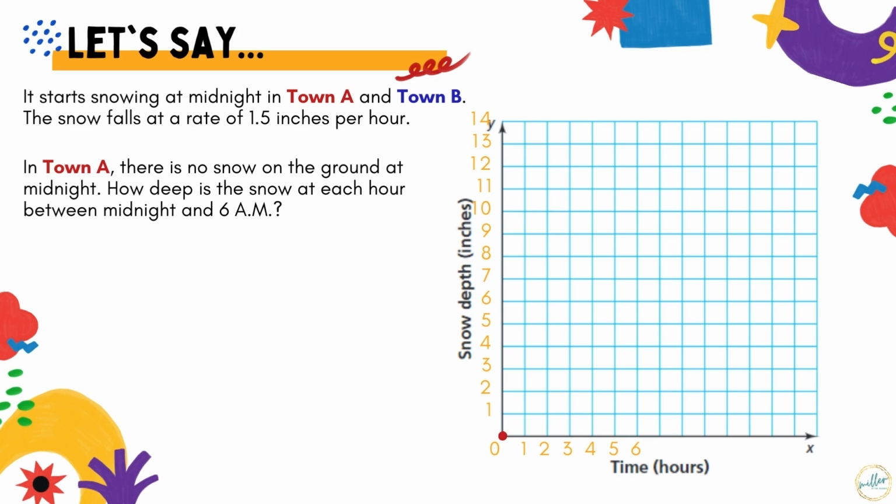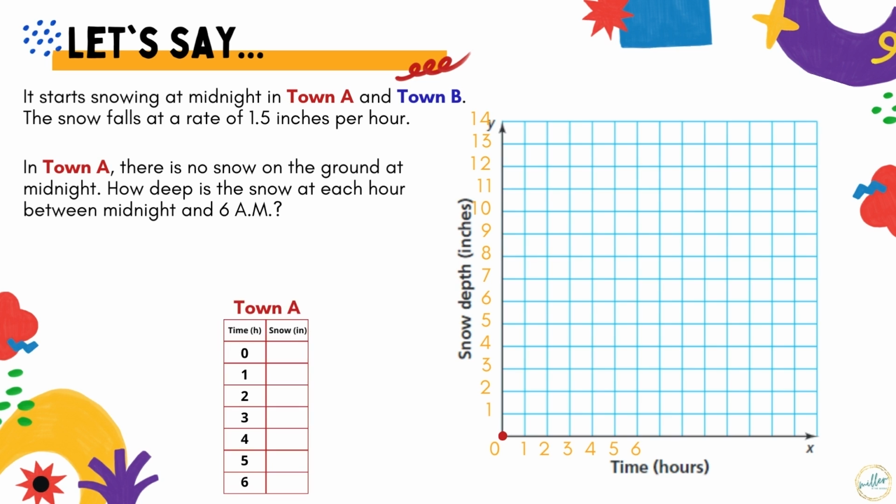How deep is the snow at each hour between midnight and 6 a.m.? We can make a table to keep track of the depth of the snow after each hour. So the time is 0 hours, 1, 2, 3, 4, 5, and 6 hours, because after 6 hours, it will be 6 a.m. The snow falls at a rate of 1.5 inches per hour. So every hour, we should have 1.5 inches more of snow.